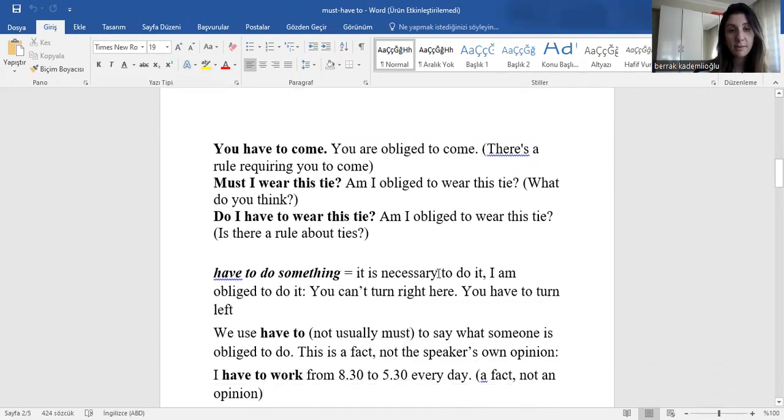Must I wear this tie? Am I obligated to wear this tie? What do you think? Do I have to wear this tie? Is there a rule about the tie? Yes. If you are using have to, there can be a rule situation. Okay, this can be a rule for something to do this.